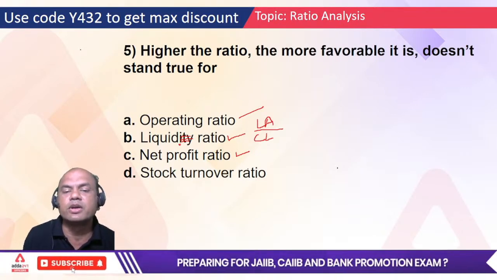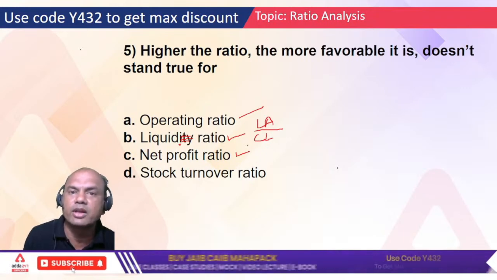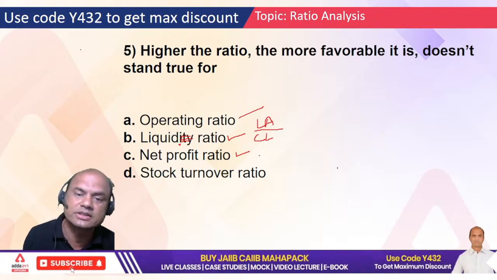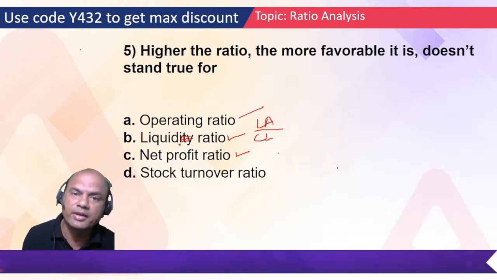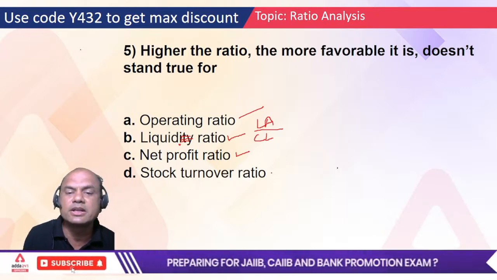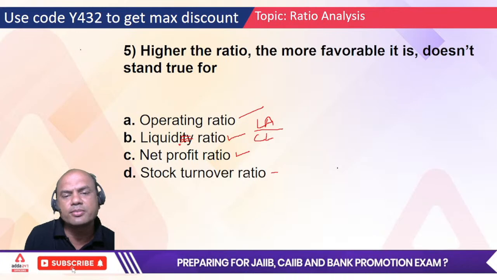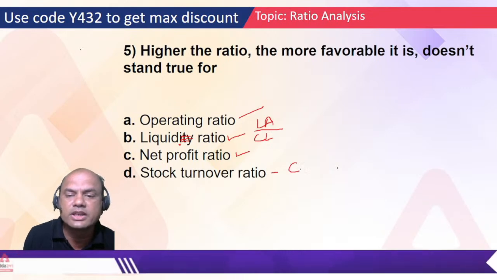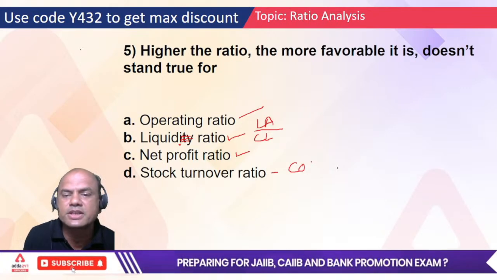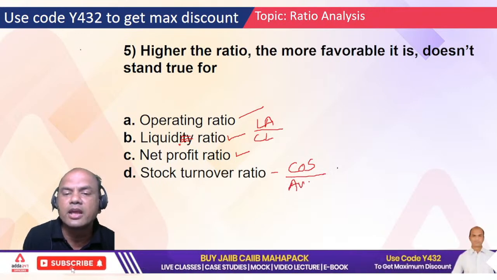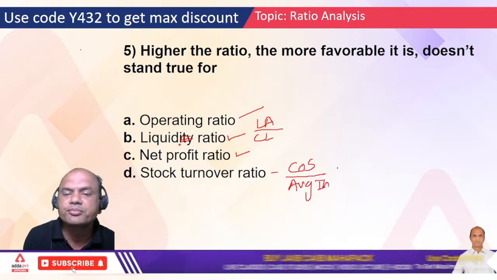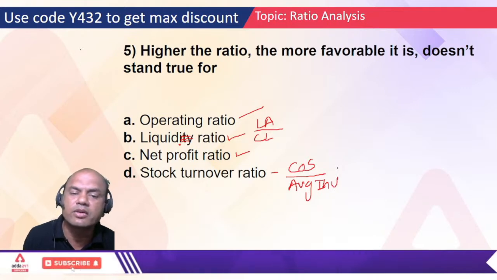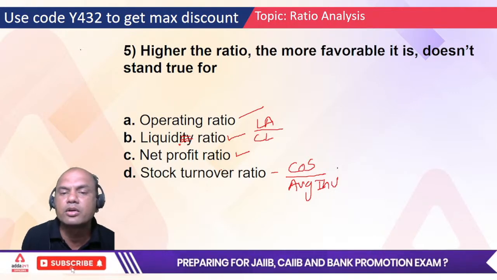Stock turnover ratio. What is stock turnover ratio? What is the formula? Write it fast. Stock turnover ratio is cost of sales, or COS, upon average inventory. So always, the higher the stock turnover ratio, the better it is for the business.